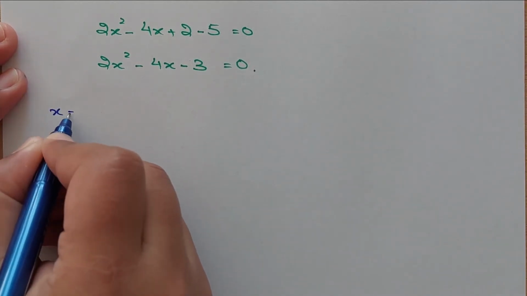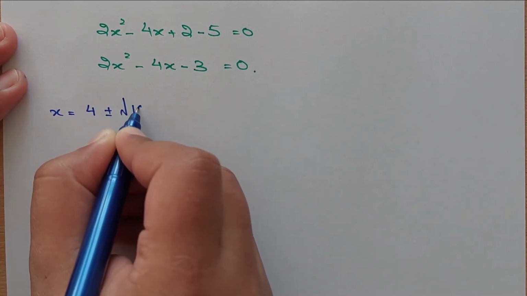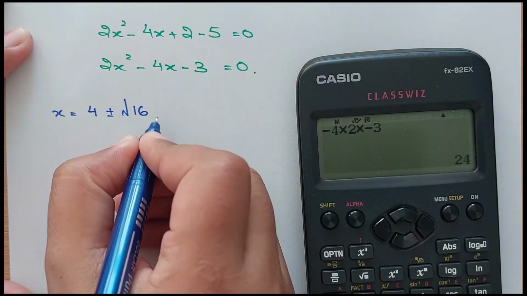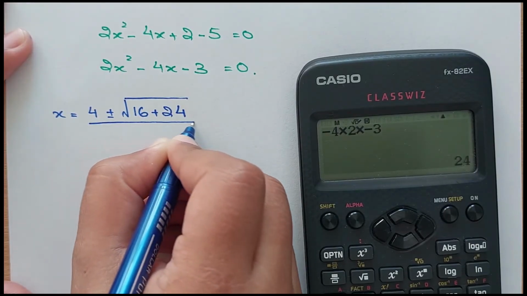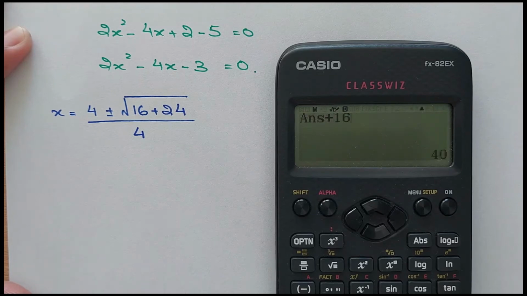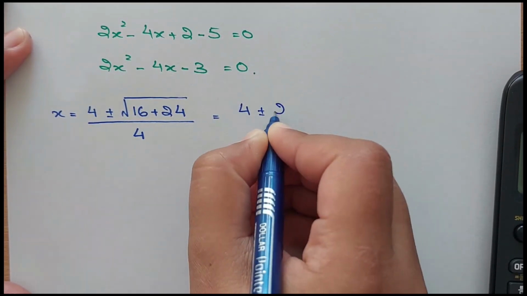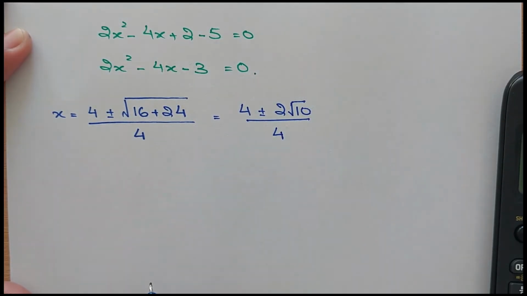So x equals −b, that is 4, plus or minus the square root of b² minus 4 times the a value times the c value. 4² is 16, minus 4 times 2 times −3, that is plus 24, divided by 2 times the a value, 2 times 2 is 4. 24 add 16 is 40, and the square root of 40 is 2 square root of 10. So 4 plus or minus 2 square root of 10, divided by 4, right?